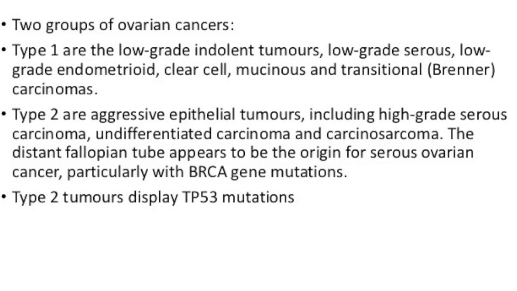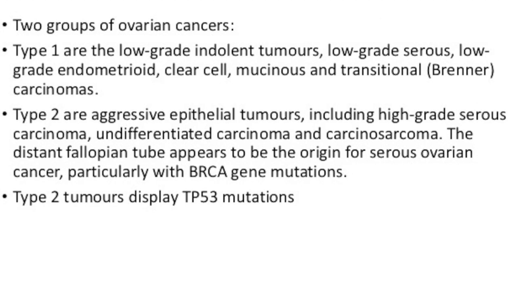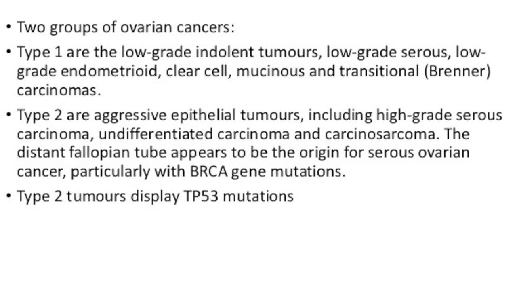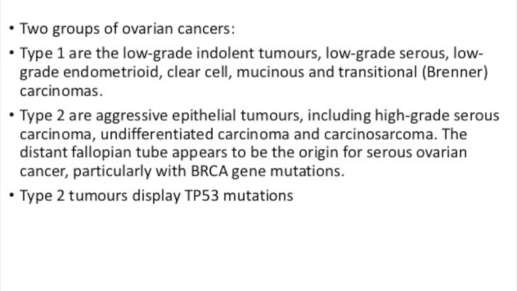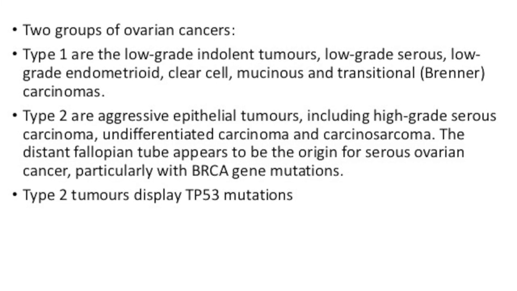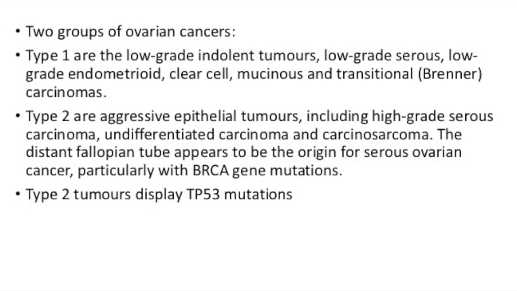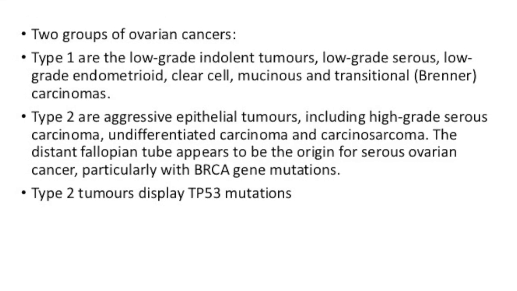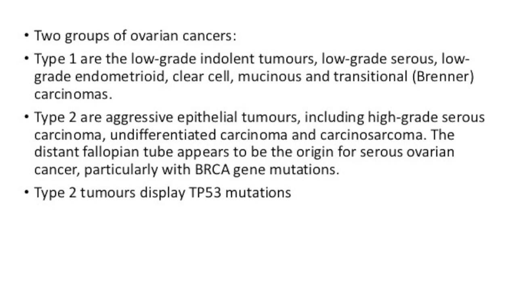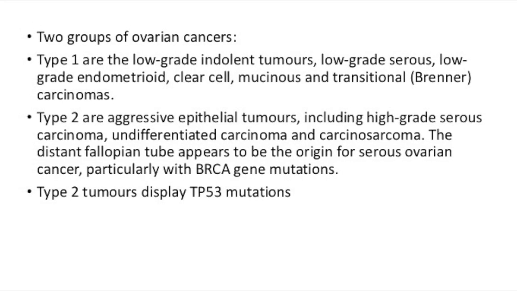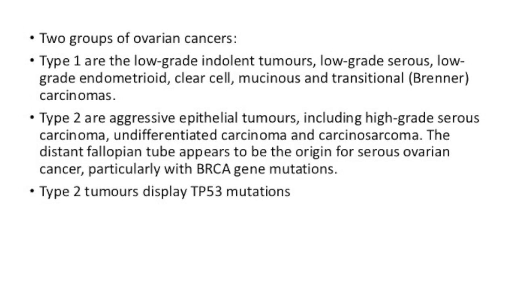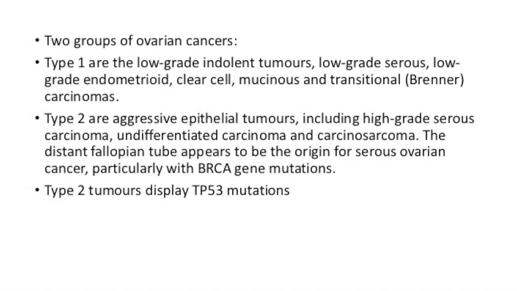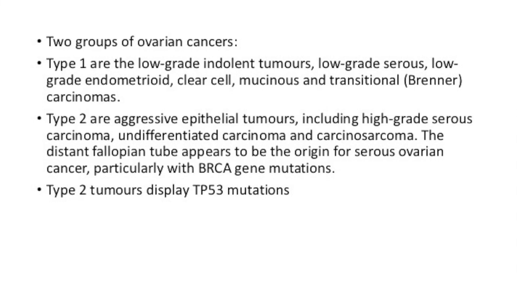There are two groups of ovarian cancers, type 1 and type 2. Type 1 are the low-grade indolent tumours: low-grade serous, low-grade endometrioid, clear cell, mucinous and transitional Brenner carcinomas. Type 2 are aggressive epithelial tumours, including high-grade serous carcinomas, undifferentiated carcinomas, and carcinosarcoma. The distal fallopian tube appears to be the origin for serous ovarian cancers, particularly with BRCA gene mutations.